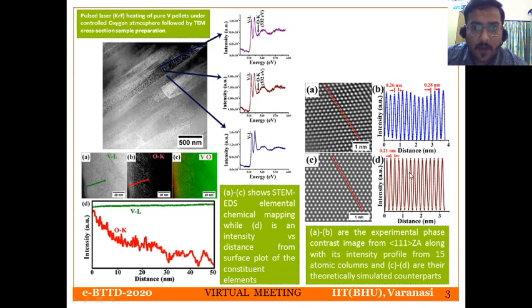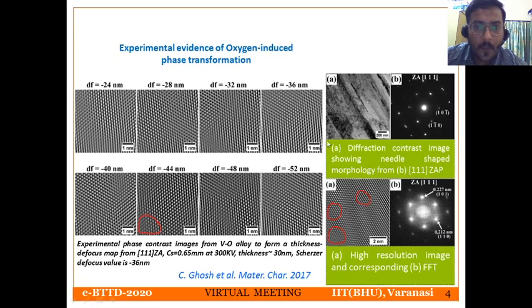What we did next was to generate a series of thickness defocus maps centered around the Scherzer defocus, and what we could find was intensity delocalization at several parts of the image. You can also see from the diffraction contrast image that there are fine needle-shaped morphologies, coming from the 111 zone axis pattern, and that the Fourier transform of the phase contrast image shows non-trivial disparity in the 110 type family of planes.